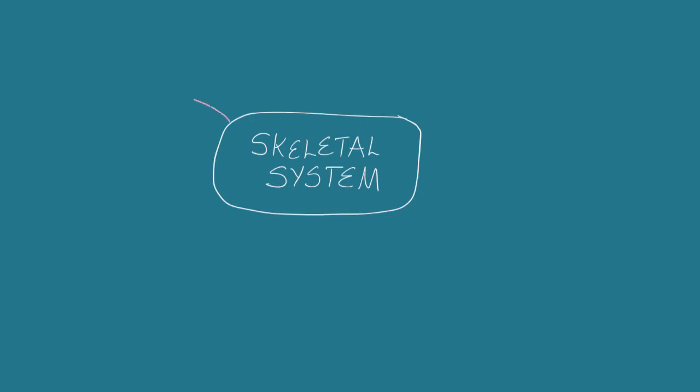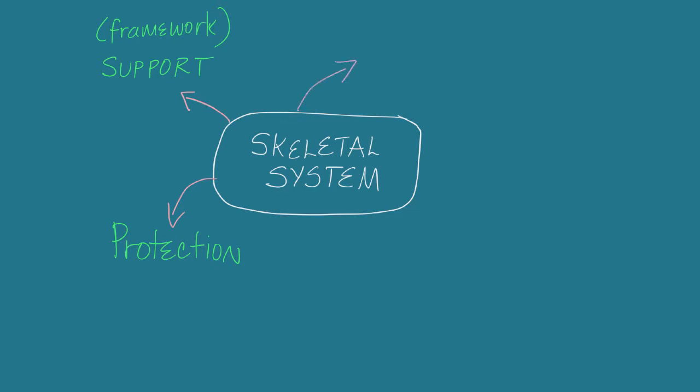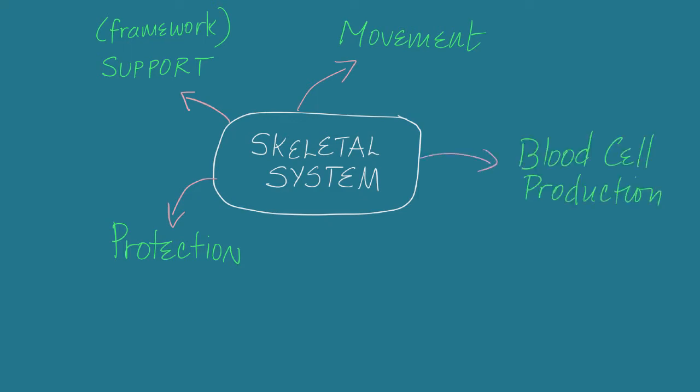The skeletal system provides support. It makes up the framework of the body. It helps in protecting major organs such as the brain, heart, and lungs. It provides the movement, and the bone marrow helps to make all the blood cells. It also maintains calcium homeostasis.